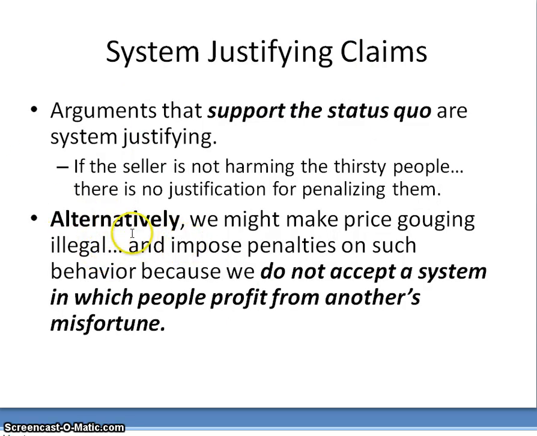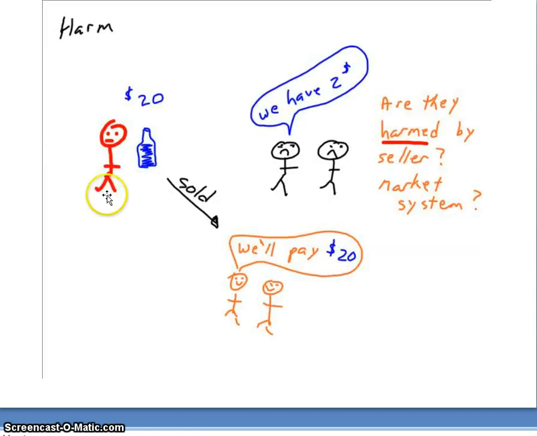Alternatively, as we've seen, we might make price gouging illegal and impose penalties on this behavior because we do not accept a system in which people profit from another's misfortune. So we might want to say, no good. This person cannot sell the water for these inflated prices, taking advantage of the people in desperate need here. In fact, from this point of view, even these people here are being taken advantage of, right? They have to pay an exorbitant price for something they could have gotten much cheaper just the day before the emergency. So we might want to say this person is doing something wrong, and we're going to prohibit that behavior. We're going to penalize them or put a fine on them or put them in jail. We're going to make price gouging illegal.